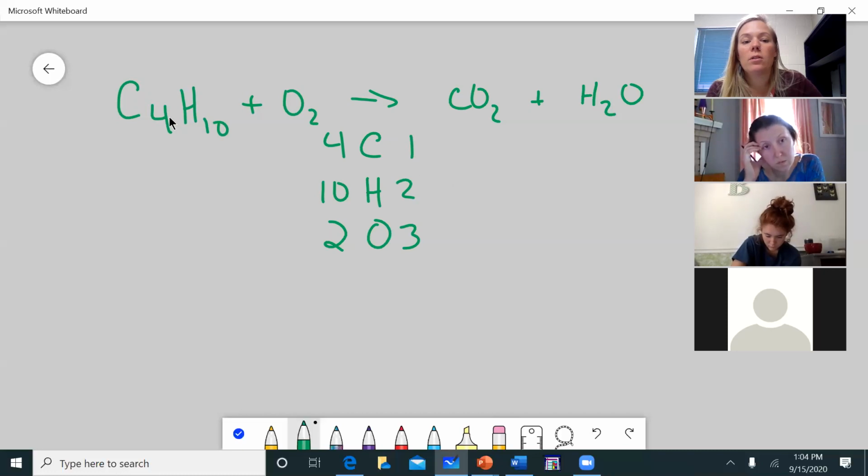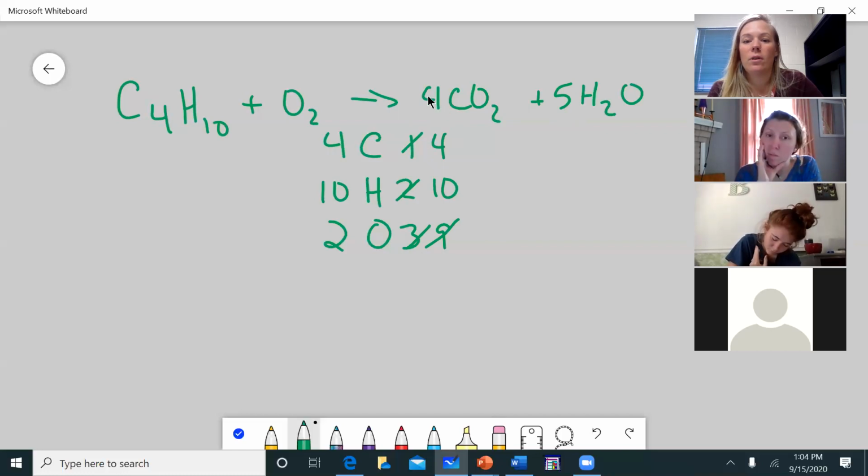So balance carbons first. So I've got 4 here. So let's put a 4 here. That will change my oxygen to 8 plus this gives me 9. Then I need to change my hydrogens. So hydrogen, I have 10 here and I have 2 here. So I can put a 5 in front of there. That will change this to 10. It will then change this to, what do we have? 8 plus 5 is 13. Okay. So we're good everywhere but here with the oxygen.